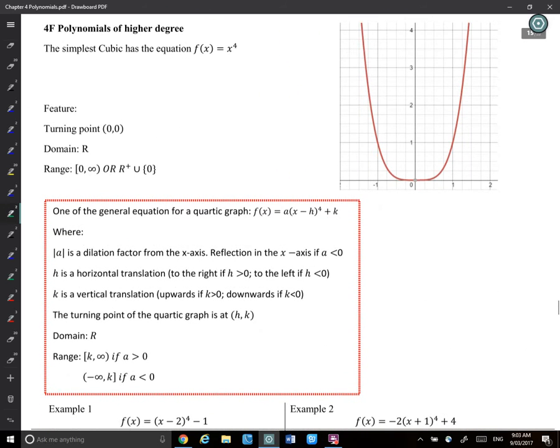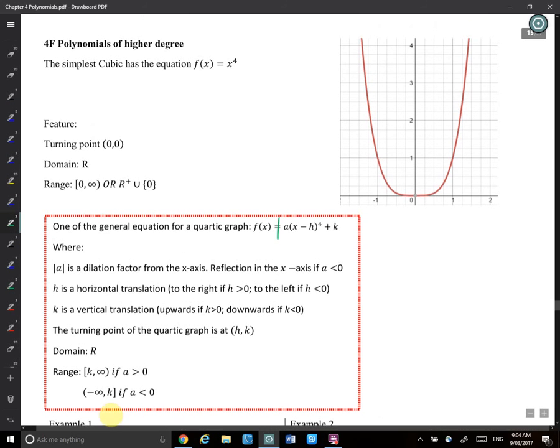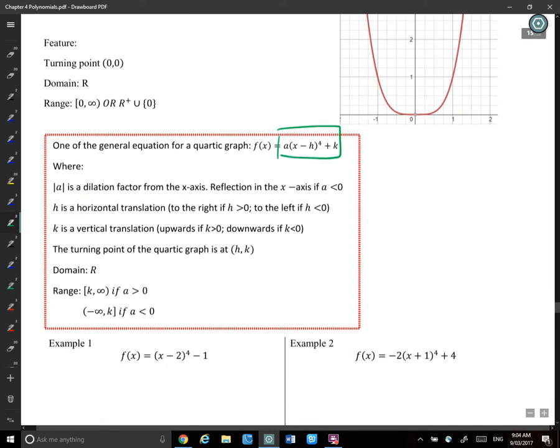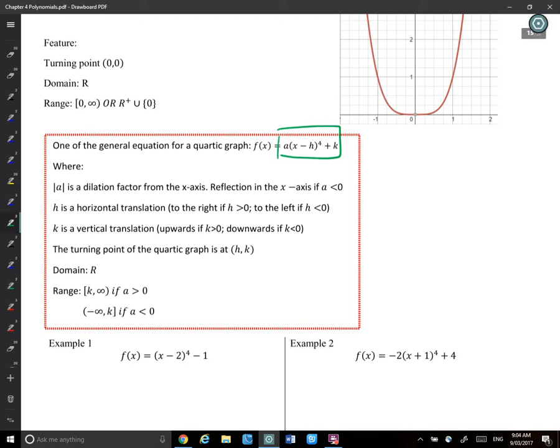Say we have polynomials of higher degrees, like another one will be quartic. The quartic will be really similar to the quadratic. It has a turning point form as well. The turning point form of that is a(x minus h) to the power 4 plus k. We just change the power of 2 to the power of 4, and it's exactly the same. And the way to sketch it is exactly the same.